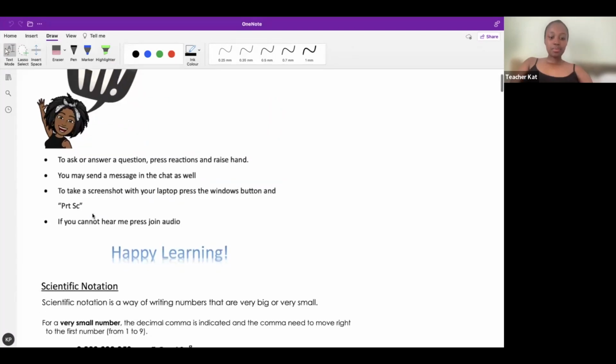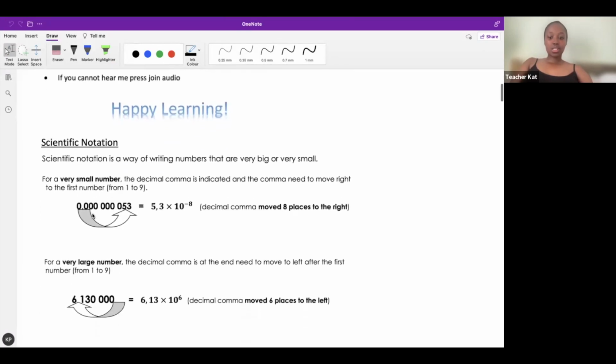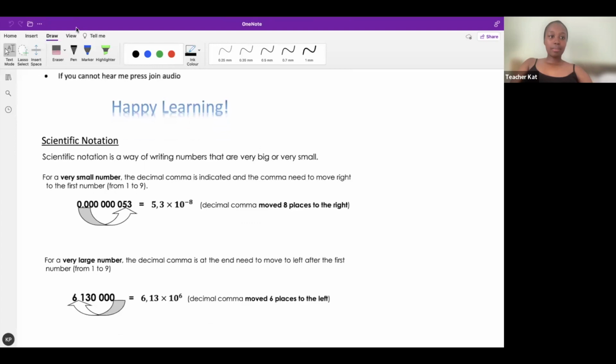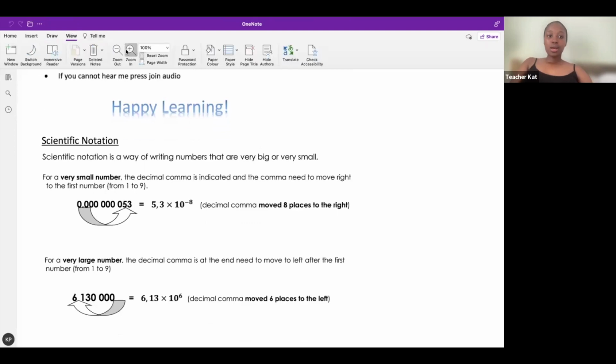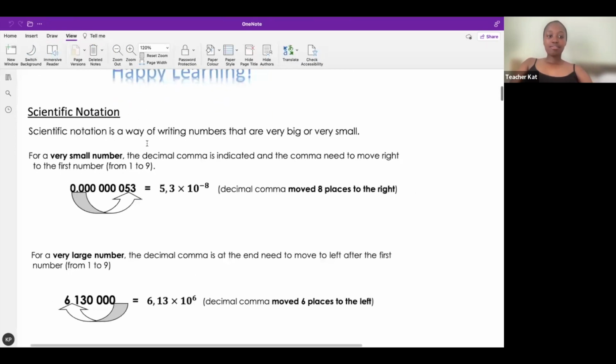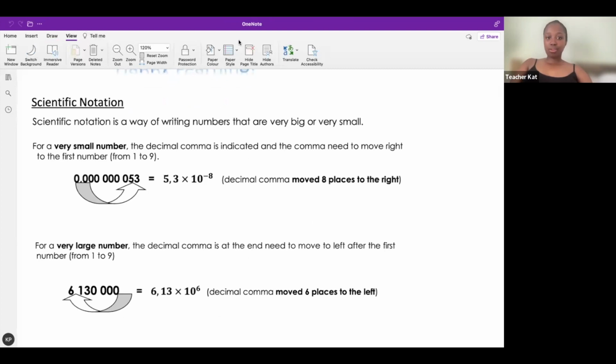So scientific notation is a way or a method we use to shorten writing very small numbers or very large numbers, okay? There are sets of rules that we put in place for this.